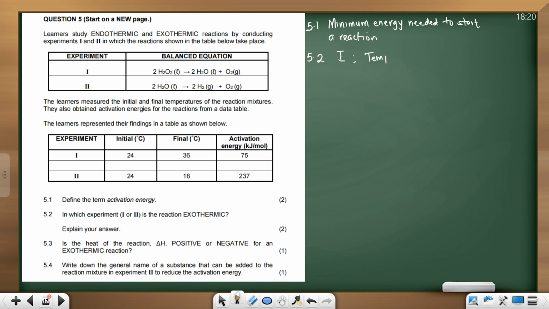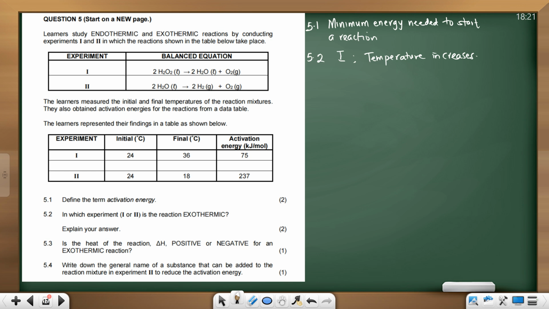Temperature increases. So the reason why we say it is exo is because it produces more energy than needed, so it gives it away. Okay. Explain your answer with that.